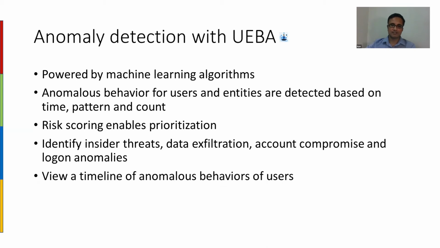Now, anomalies can be based on 3 things. They can be based on time, pattern, or count. And depending on what's observed for each user or system, a risk score is given. The risk score is an indication of the degree of risk posed by that entity. The security analyst can then add these users and entities to a watch list to secure their organization in a more effective way. So we'll see how anomaly detection works right now.